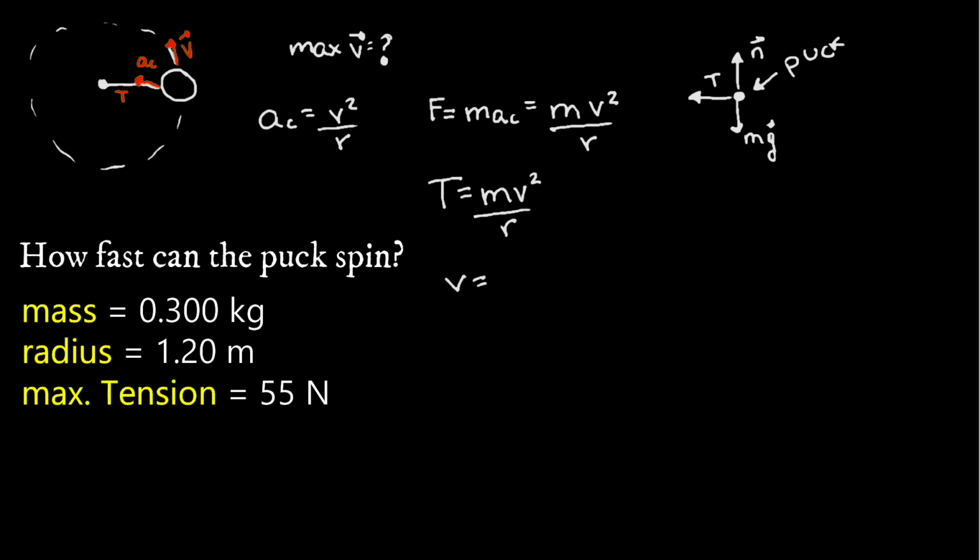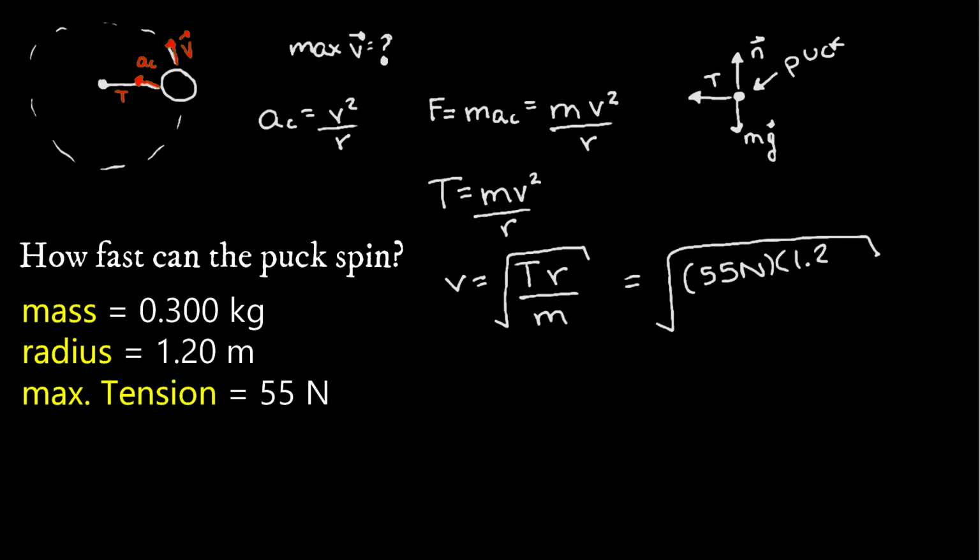So let's rearrange this equation to solve for speed. We just need to plug in all of our values and we get that the maximum speed then is equal to 14.83 meters per second.